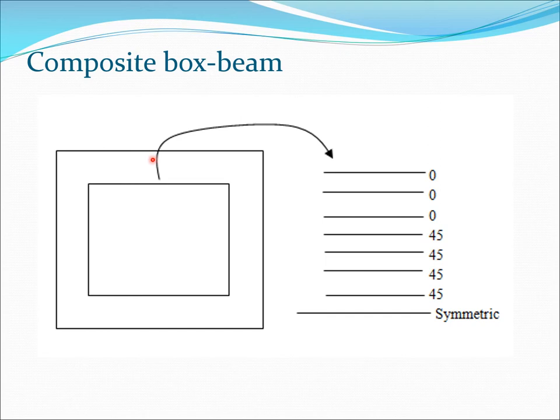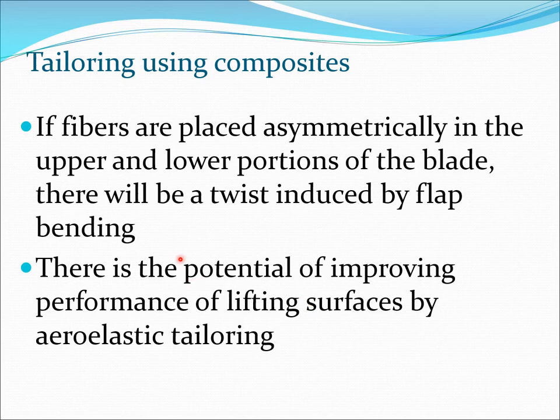If you create some unbalance between the top and bottom layer or the left and right layer, then you can induce certain couplings into the helicopter blade. Some of this study was done by Smith and Chopra, and there are some papers on that you can look at. How tailoring is done using composites is that the fibers are placed on the top and bottom of this box beam type of section, and by creating a certain lack of symmetry between the top and bottom or the left and right parts of the box beam, you can generate couplings such as pitch flap coupling or pitch lag coupling and so on. Sometimes you can create this coupling so that vibration comes down. Sometimes you can create this coupling such that damping increases, specifically in the lag mode. There is a potential of improving the performance of various lifting surfaces by such tailoring.